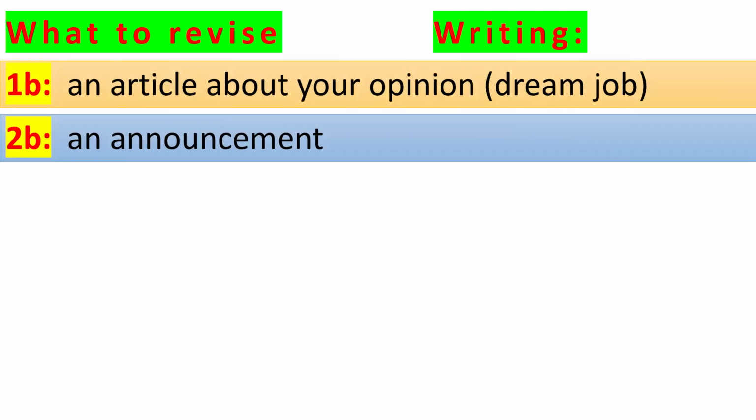Now, moving on to writing. In writing, you will have 2 topics, and you will choose just one of them. In lesson 1B, we saw how to write an article about your opinion and mainly about your dream job. Also, you will have a chance to choose an announcement in the second part. And the writing will be out of 6 marks.